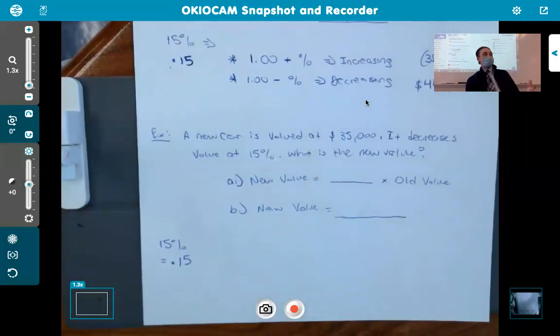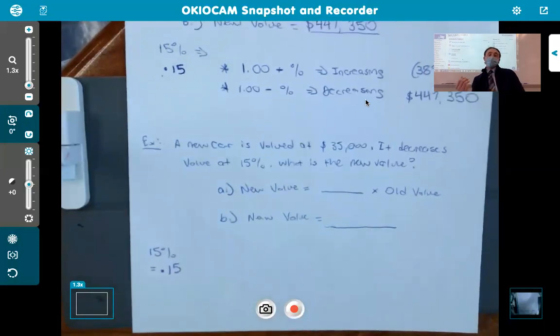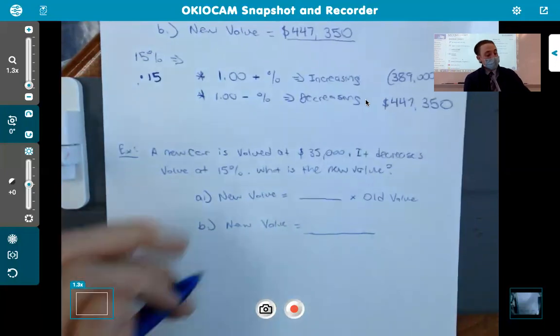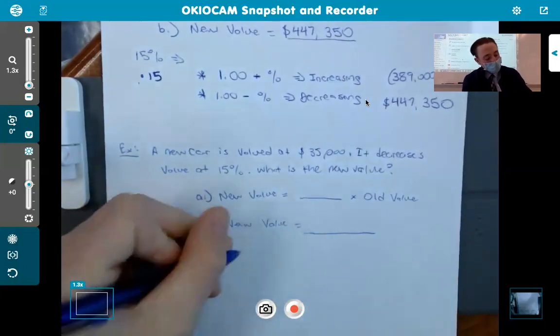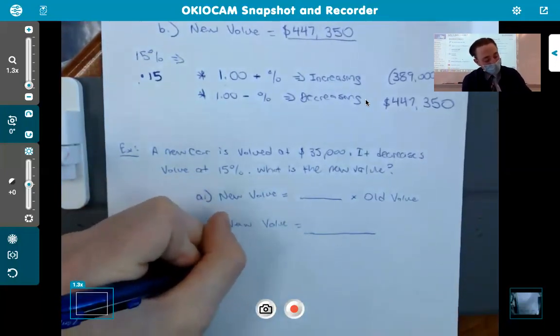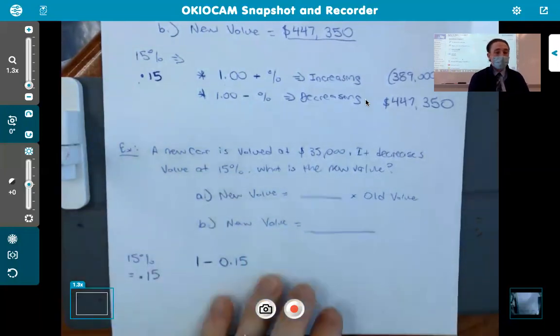So the first thing, change the percent to a decimal. Second thing, before I can answer part A, I need to understand whether I'm increasing or decreasing. In this example, what am I doing? Is my car increasing in value or decreasing? Decreasing. So what I'm going to do is take 1 and subtract from that 0.15.